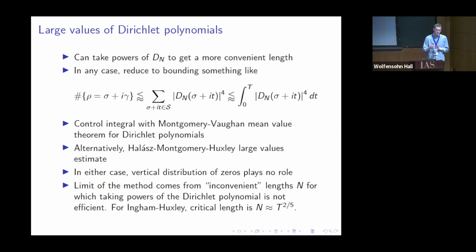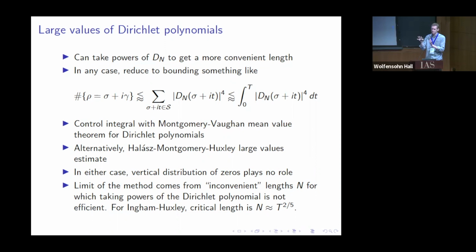Okay. Is there a reason why you did the fourth moment? Yeah, so, okay, let me say maybe a little bit more about a convenient length. The sort of standard thing is this Montgomery-Bond mean value theorem. And the most efficient regime for that is when the Dirichlet polynomial has length t. So if the polynomial has length t to the 1/2, and I take the fourth power, then this is like the square of a Dirichlet polynomial of length t. And this is like the most efficient regime.